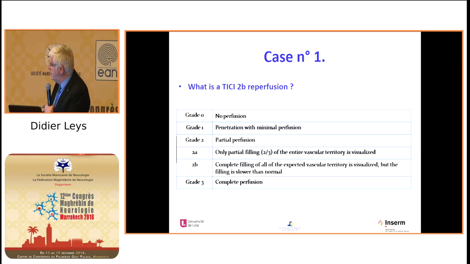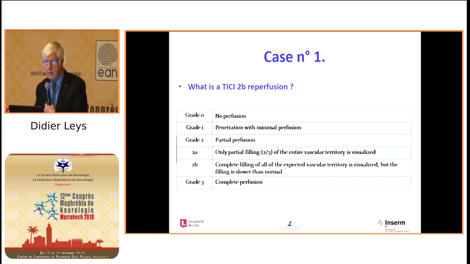So grade 0 is no reperfusion at all. This happens sometimes, especially in old patients. We cannot go to the clot and remove the clot. It's a grade 0. Grade 1 is where we were able to penetrate, but there is a minimal perfusion. Grade 2, filling is slower than normal. So it's a complete filling, but the flow is a little bit slow. It's not exactly what it should be. And when we have a complete perfusion, it's grade 3.